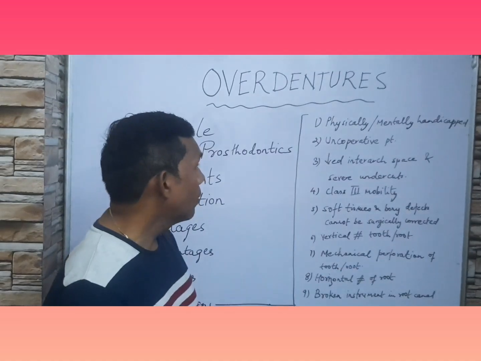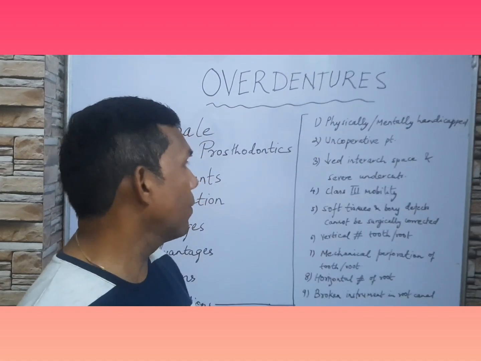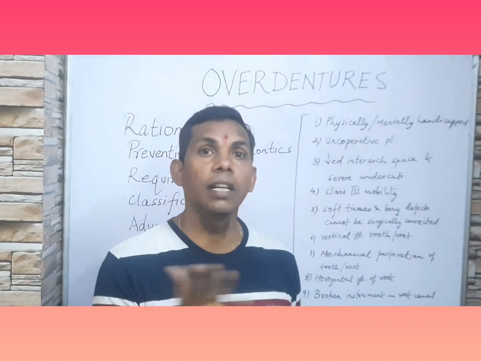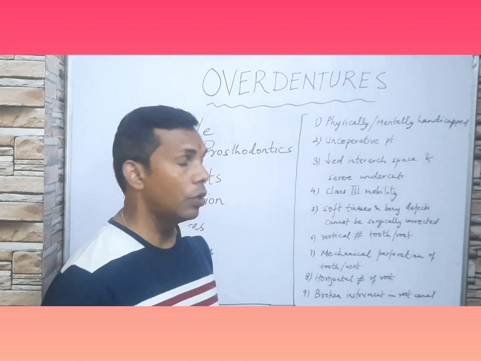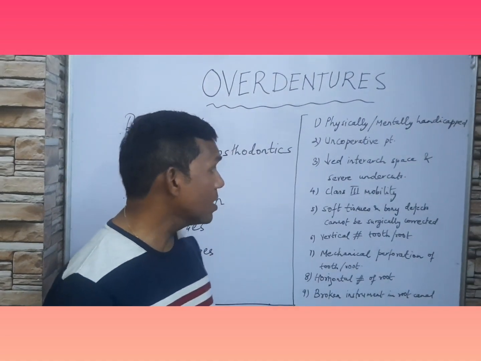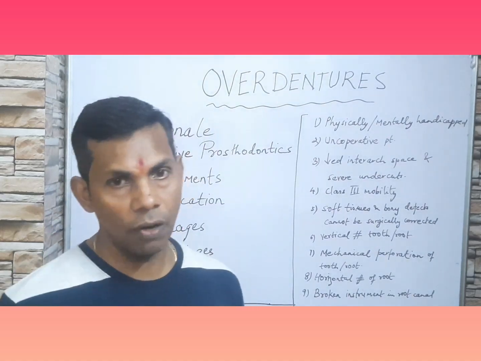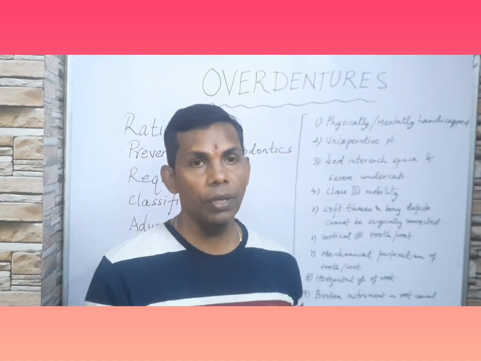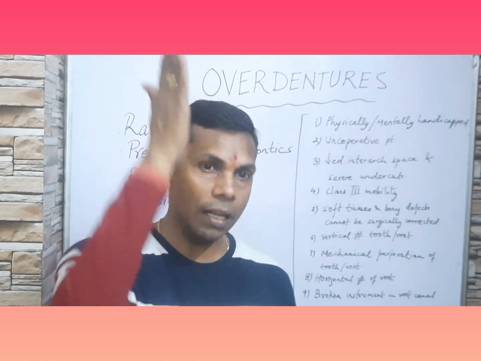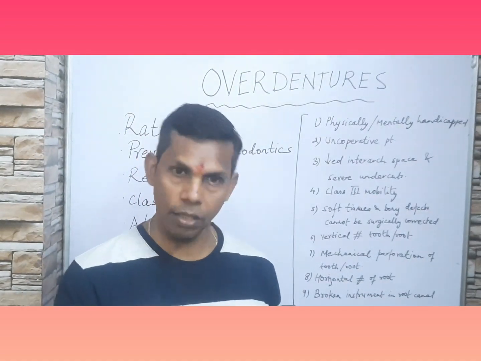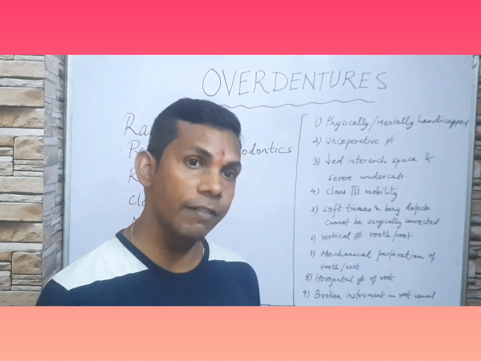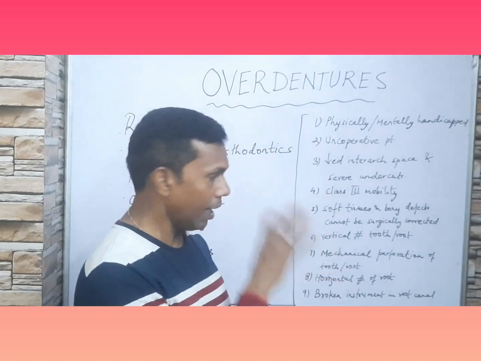Next, fifth, is soft tissue and bony defects which cannot be surgically corrected. So in such cases also it is a contraindication to do an overdenture. Next is when you have a vertical fracture of the tooth. Say for example, you have a molar tooth and there is a vertical fracture which is going deep, say to the furcation area. It is better to extract such a tooth rather than preserving that and making an overdenture over it.